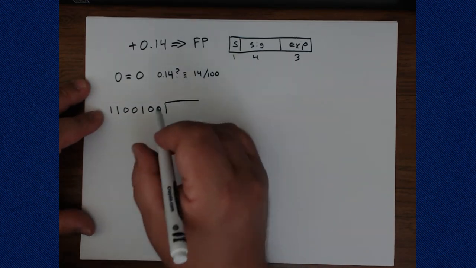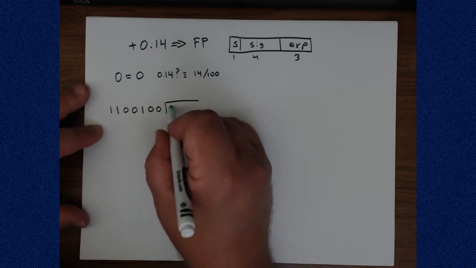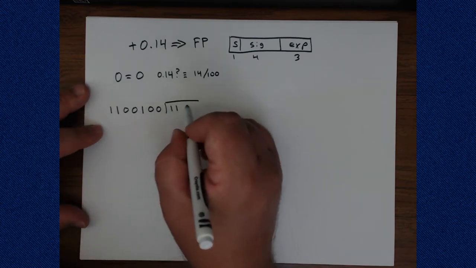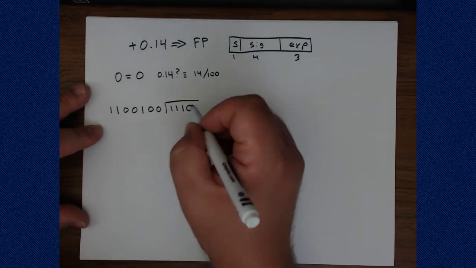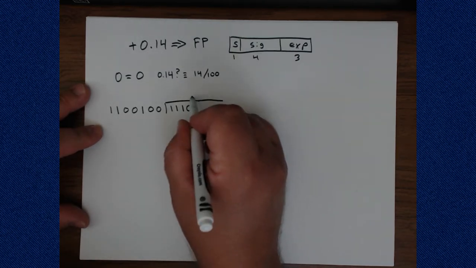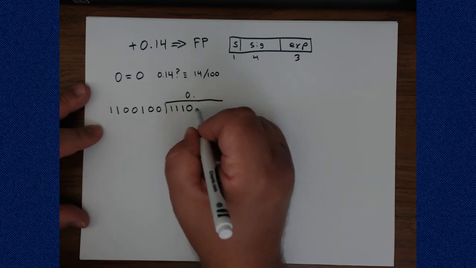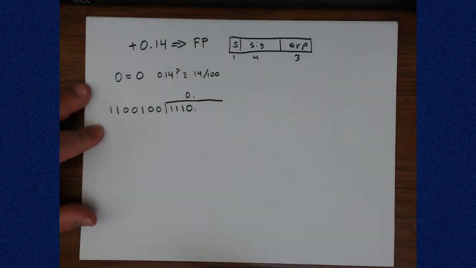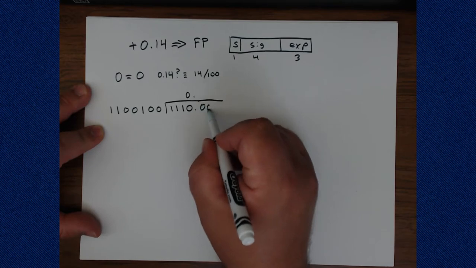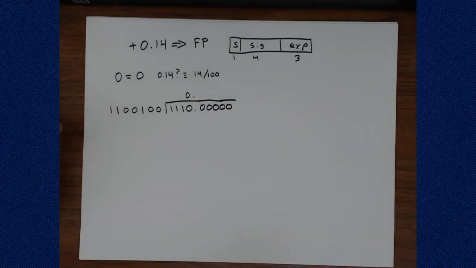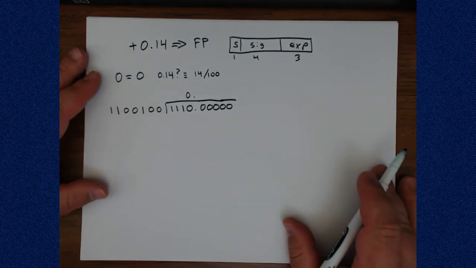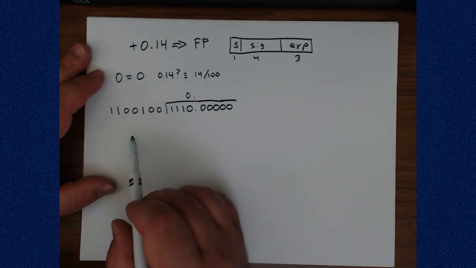I'm going to divide that into 14. 14 is 8, plus 4 is 12, plus 2 is 14, and no 1s. And then we know it's not big enough. So we know we'll get a 0 there, and we'll just throw some extra zeros here so we get the final value. All right. Let's see here.